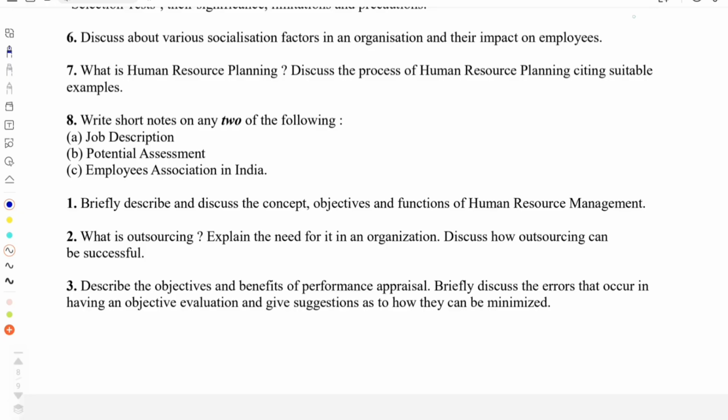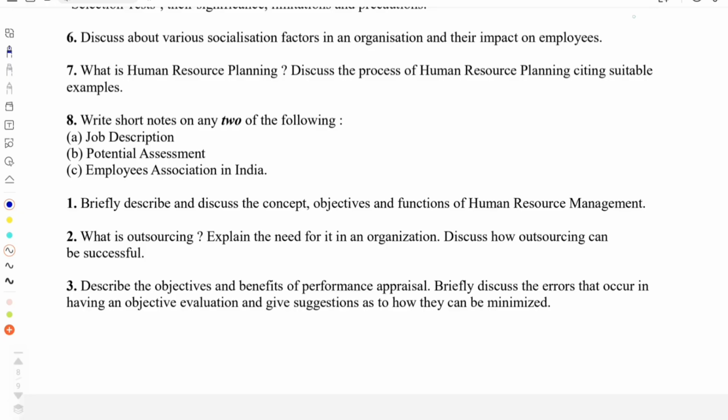Describe the objectives and benefits of performance appraisal and discuss the errors that occur in having an objective evaluation, giving suggestions as to how they can be minimized. Okay, so this is a bit lengthy question, right? First, they are asking us for the objectives and benefits of performance appraisal. So what is performance appraisal?